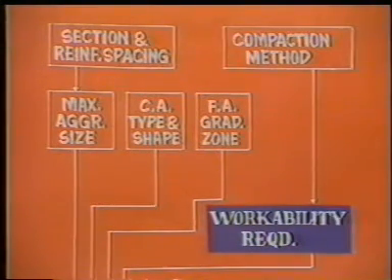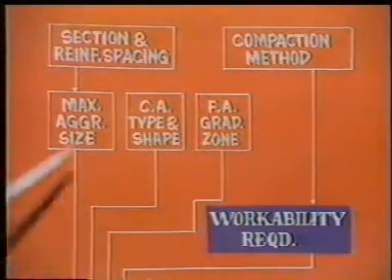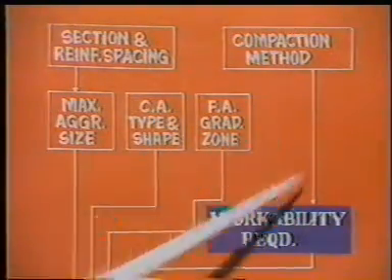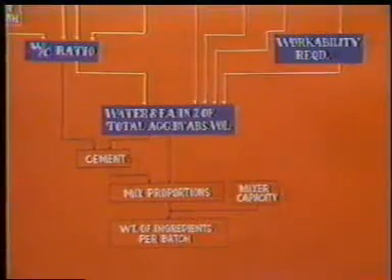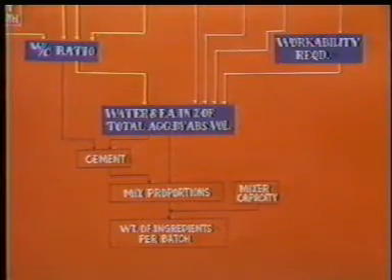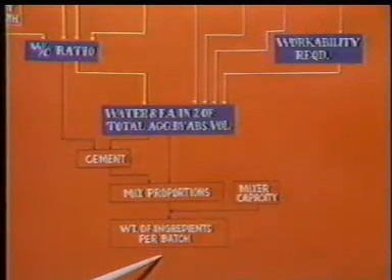Size of section, spacing of reinforcement, maximum size and shape of aggregate, grading zone of sand, compaction method, and workability requirements, along with water-cement ratio, help in deciding water content and sand proportion. From absolute volume, the aggregate content and mix proportions are decided. Mixer capacity helps in deciding the batch proportions.